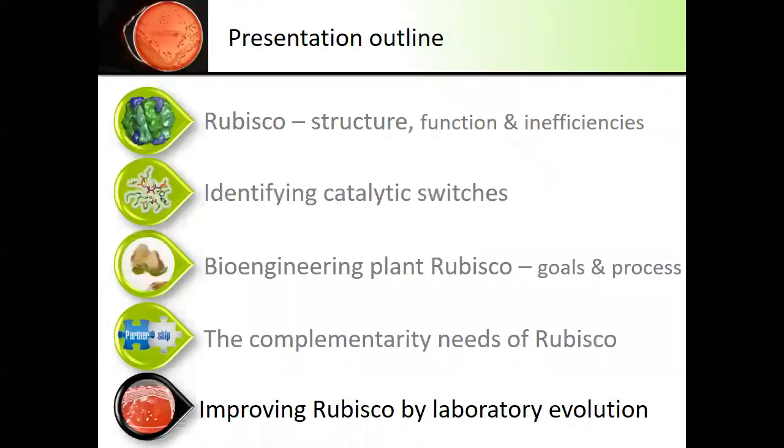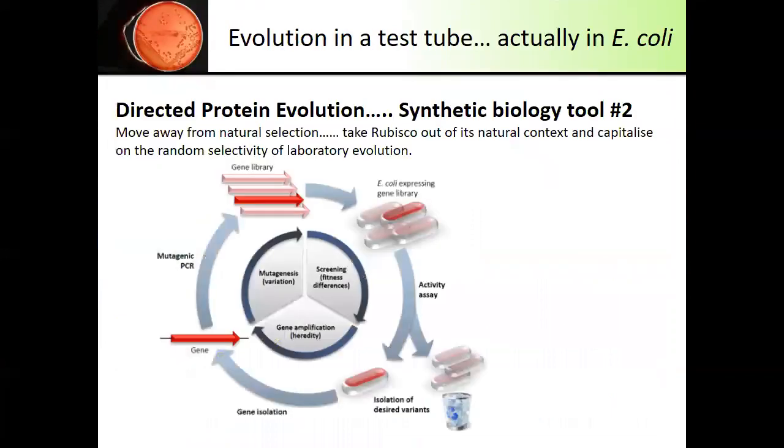So the last thing I want to talk about in the last 10 minutes is improving Rubisco by laboratory evolution. I want to tie it in with what we're doing. So a number of years ago, I had a PhD student, Oliver Mueller-Cajar, who designed an E. coli strain whose survival is dependent on Rubisco.